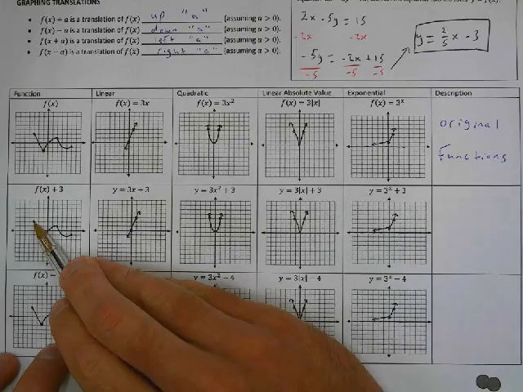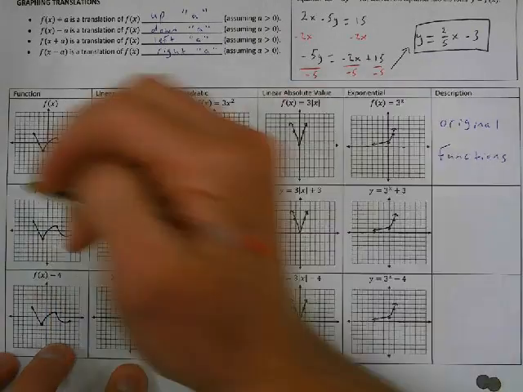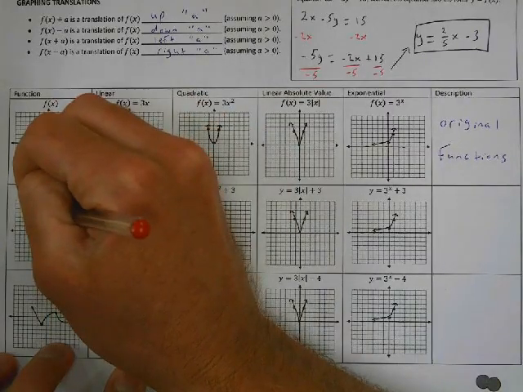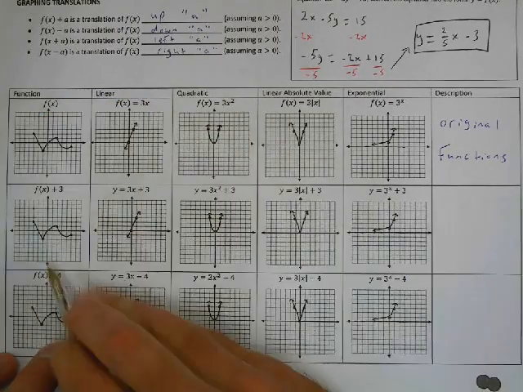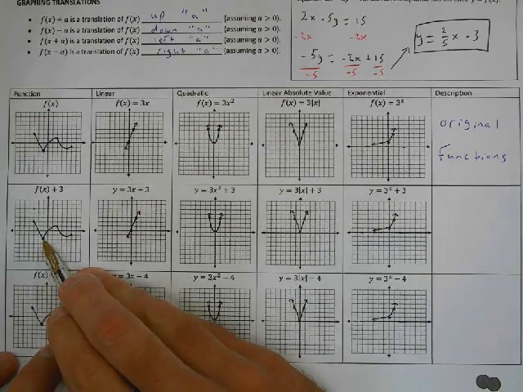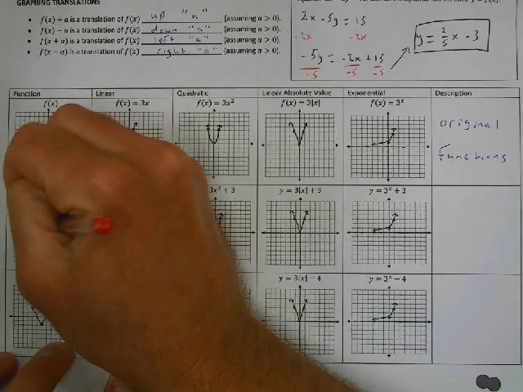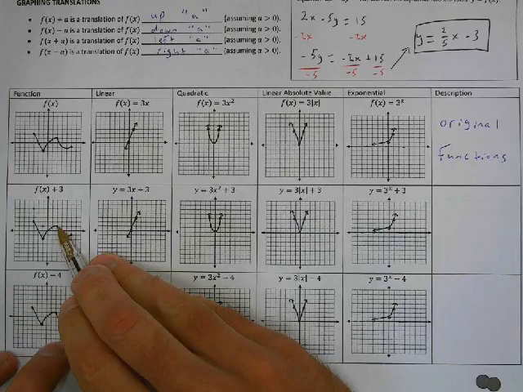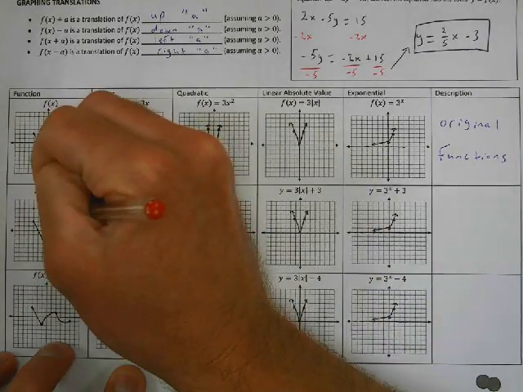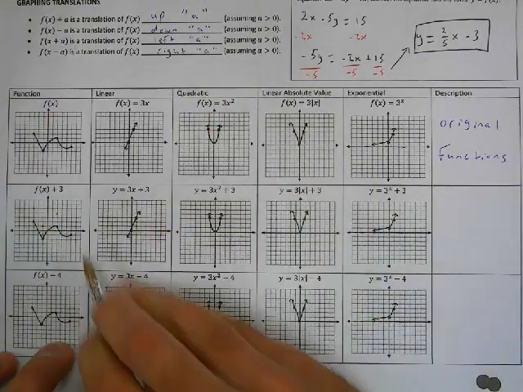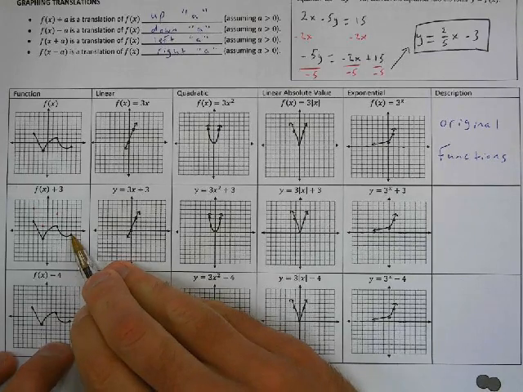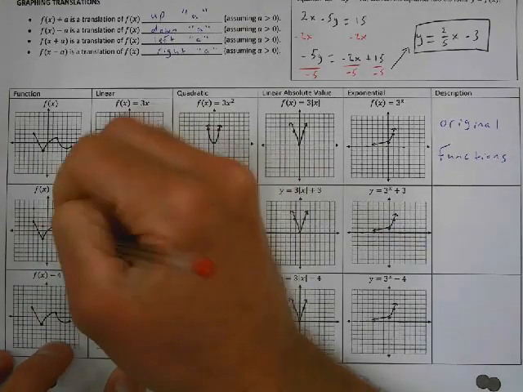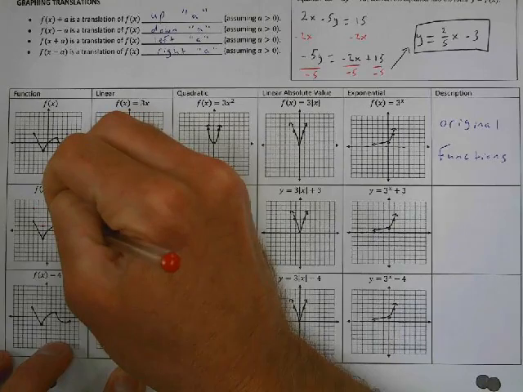This point has a y value of 2. If I add 3 to that, it's going to be at a y value of 5. This point down here has a y value of negative 2. If I add 3 to that, it's going to be a y value of positive 1. This has a y value of positive 1. If I add 3 to that, it's going to be a positive 4. And then this point has a y value of negative 1. If I add 3 to that, it's going to be at positive 2.